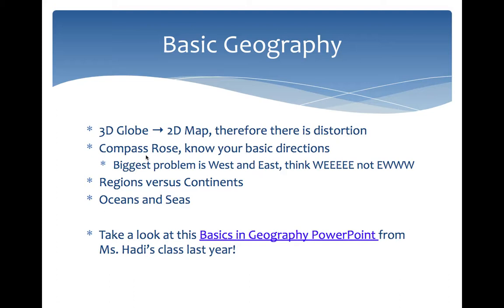We should also know what a compass rose is, which tells us our basic directions. It sometimes looks like a star or has an arrow that points north. I'm going to show you what it looks like in a second. And the biggest problem that students have is they confuse west and east. Think to yourself, wee, not you. The west is on the left, the east is on the right. It's not east on the left, it's west on the left.